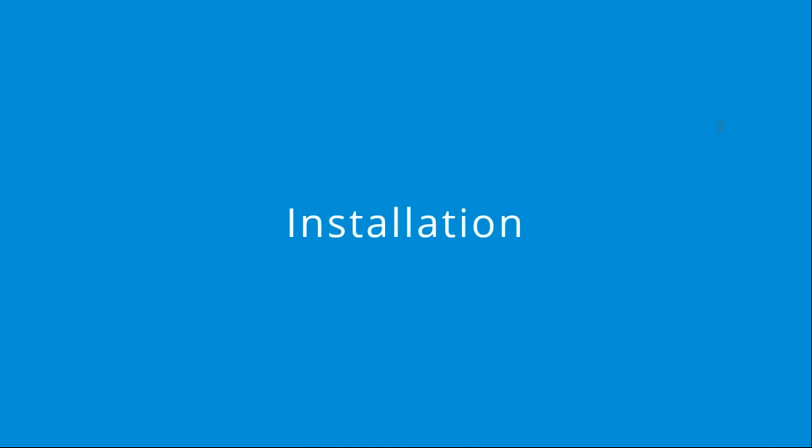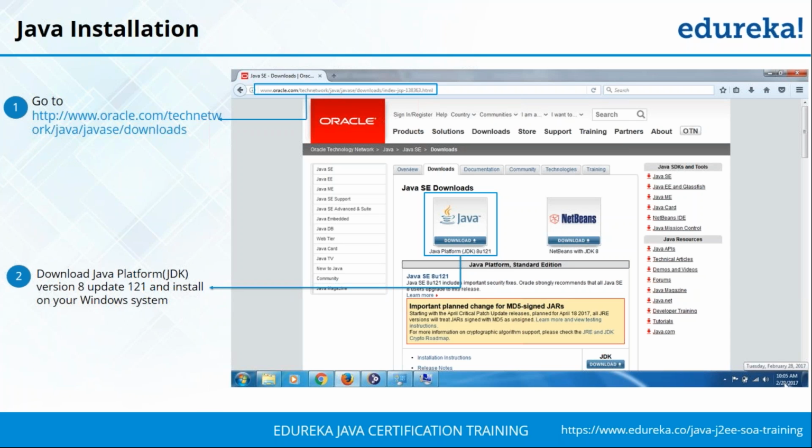Let's go ahead and first install Java on your system. What you need to do is download the JDK, that is Java Development Kit, not just Java. When you search for Java and download it, it is basically your Java Runtime Environment. So I'll just show you how it's done.